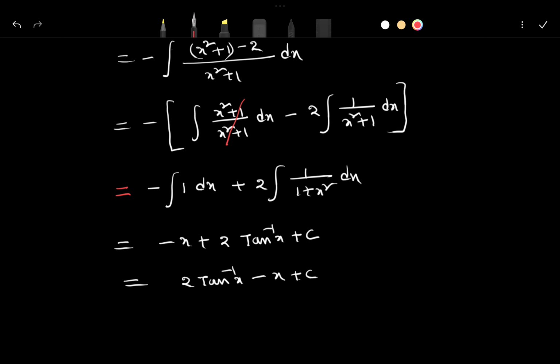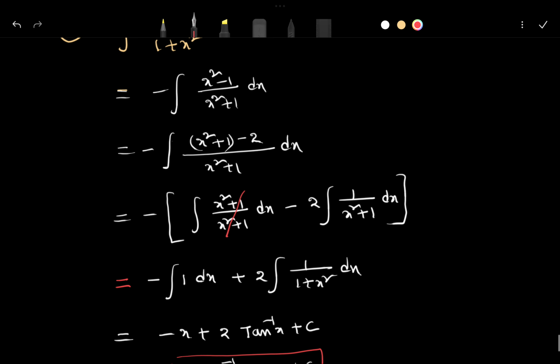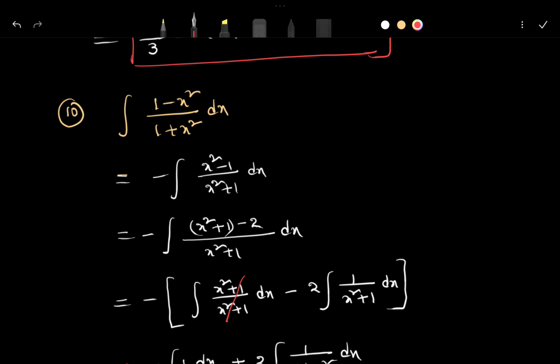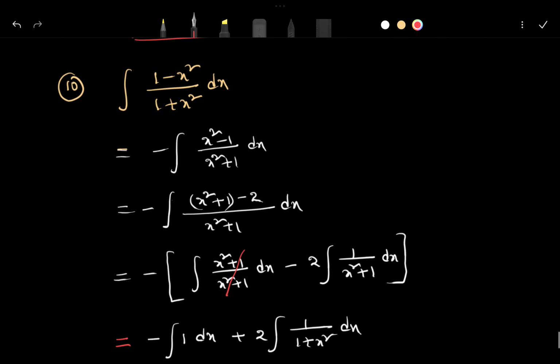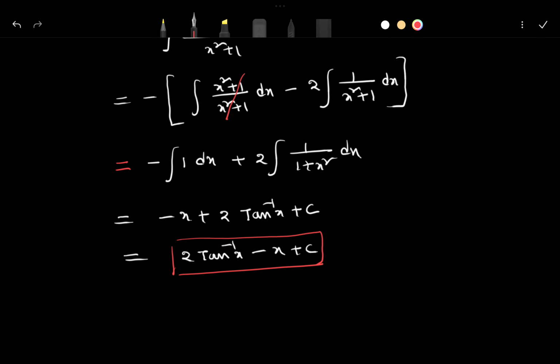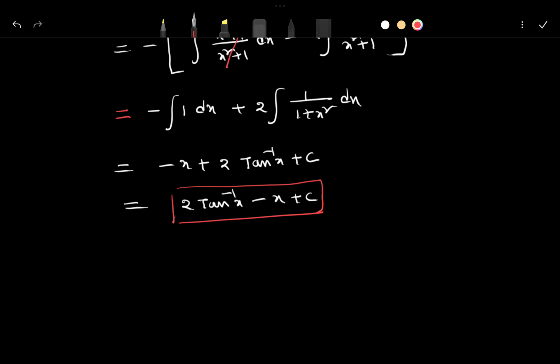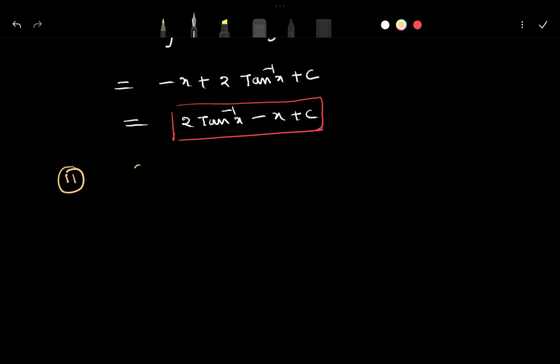I hope everyone is clear on this problem also. So what is the given question? Integration of 1 minus x square by 1 plus x square. This value will be equals to 2 tan inverse x minus x plus c. And next, one more question you will see, that is question number 11. What is this other question? Integration of x to the power of 6 plus 1 whole divided by x square plus 1 into dx.